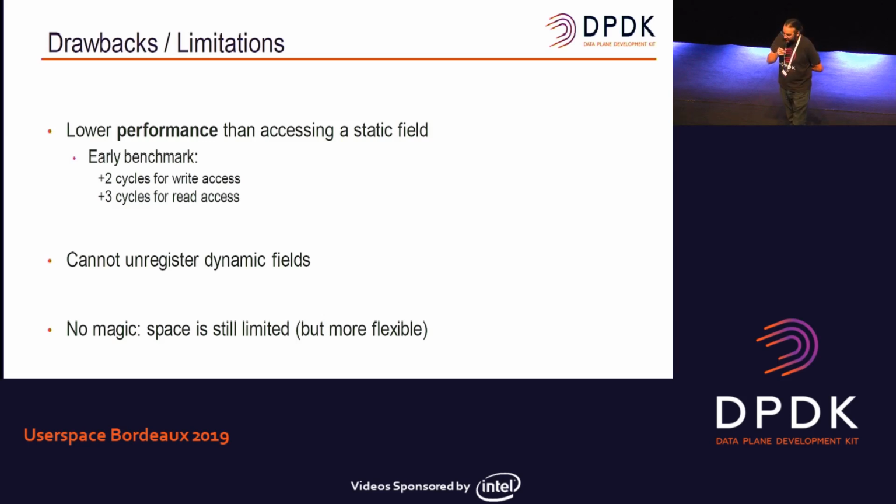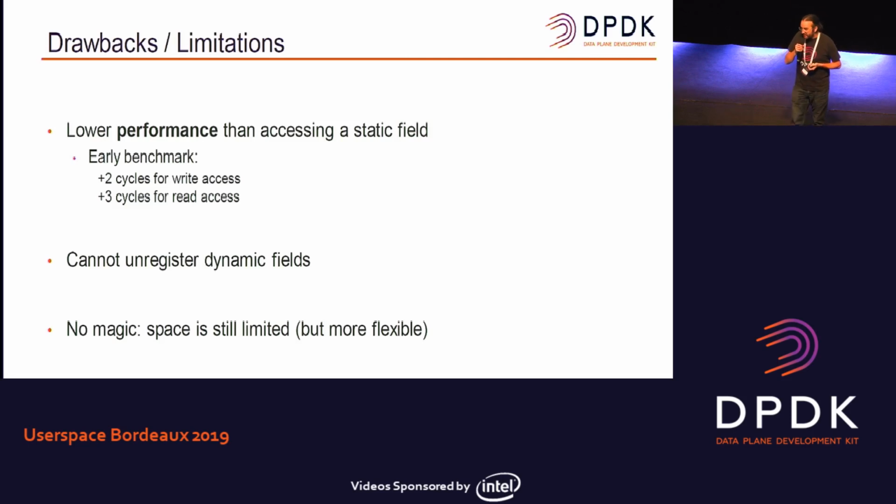One other limitation is, as of today, in the API, you cannot unregister dynamic fields. So what you cannot do is having an application which registers fields for a use case, you forward packets, you do your stuff, then you want to stop all and unregister fields and register for another use case. This is impossible today because it's quite complex to be sure that all mbufs are unused.